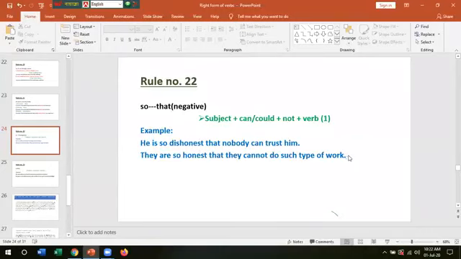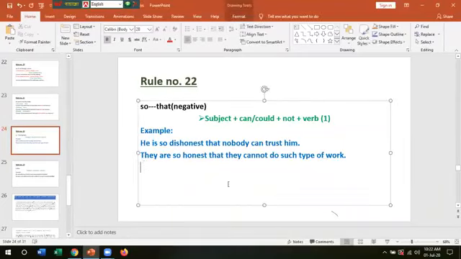Okay, let me give another example having affirmative meaning, then it will be clear to you. He is so powerful that he can defeat anybody.